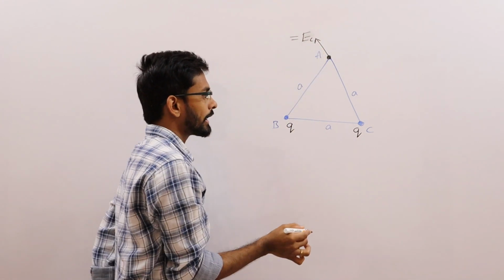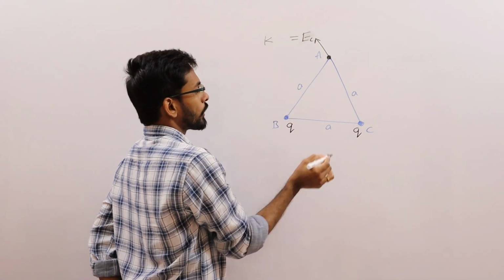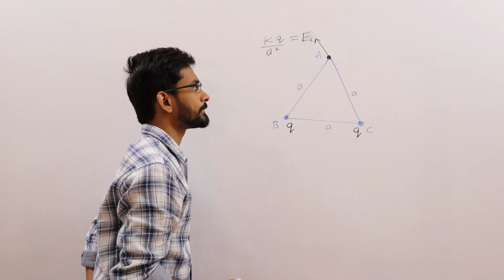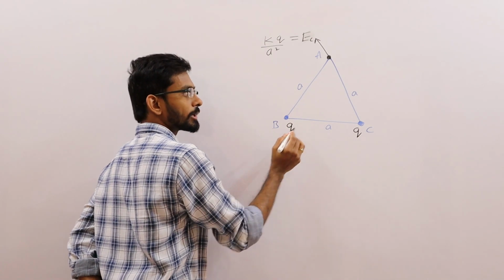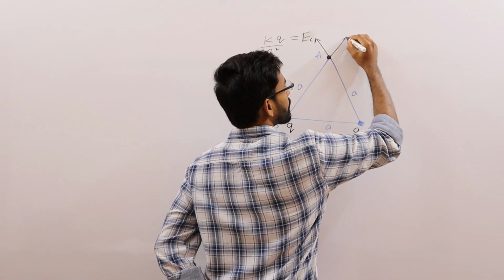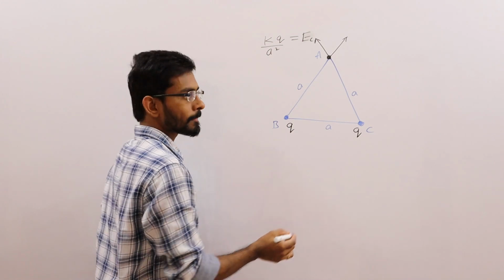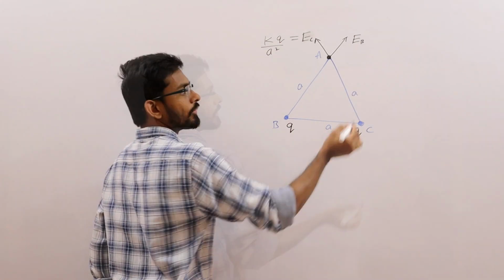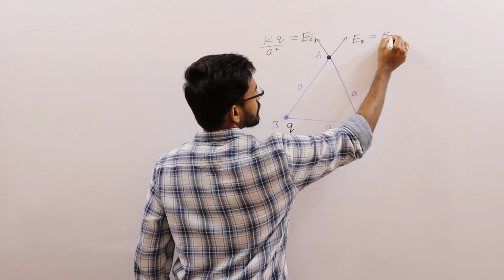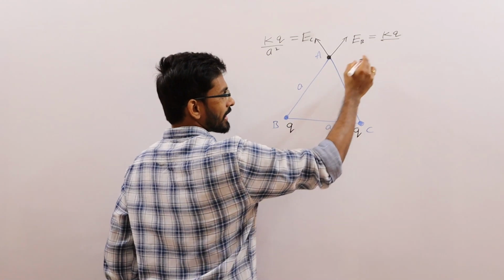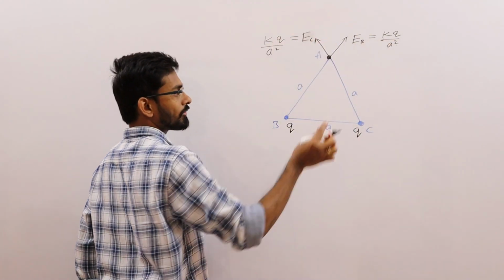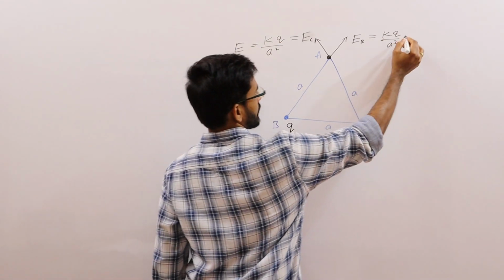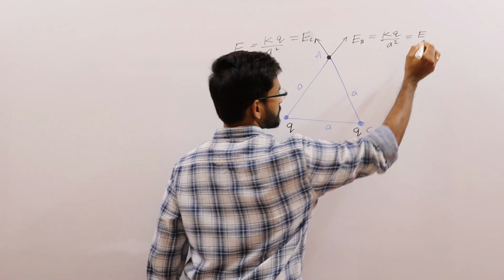It is given by K into Q by R square. R is A, so KQ by A square. Now the electric field due to the charge at B will be in this direction, as it is a positive charge, radially outwards. Okay, now the electric field due to the charge at B will be K into Q by, again the distance is A, so A square. So both magnitudes are equal, so let us say both are equal to some E, and here also let us denote it by E.